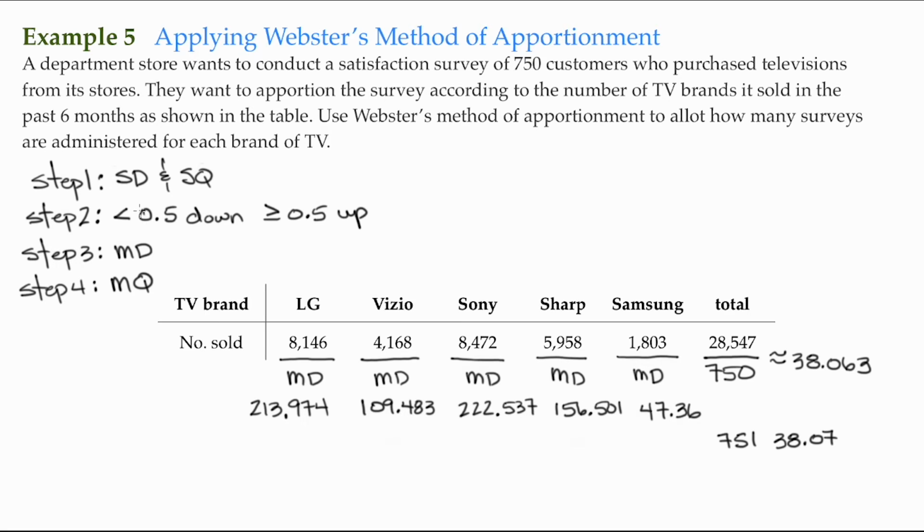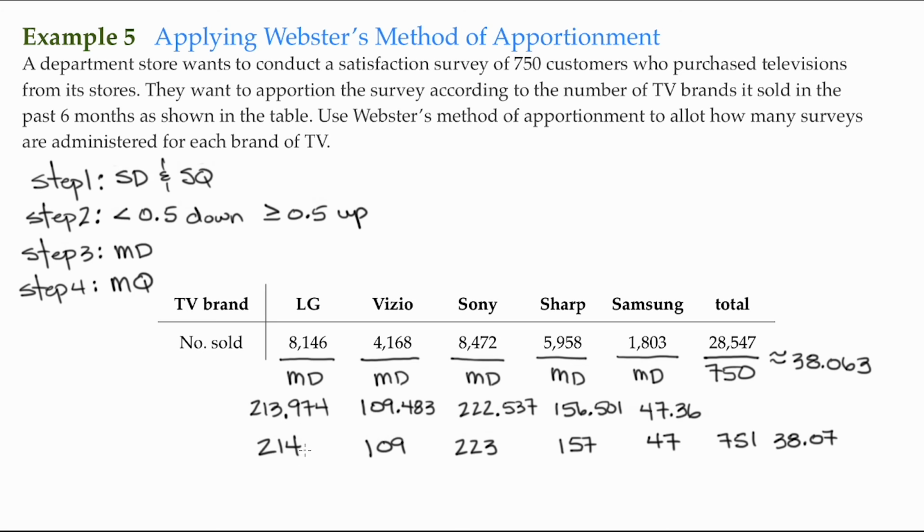Again, using the quota rule, if the fractional part is less than 0.5, we round down. If it's greater than or equal to 0.5, we round up. This gets rounded up. 0.974 gets rounded up, so this becomes 214. This gets rounded down to 109. This gets rounded up to 223. This gets rounded up to 157. Look at that. 0.501. So it gets rounded up. And this right here, 47.36, gets rounded down to 47.